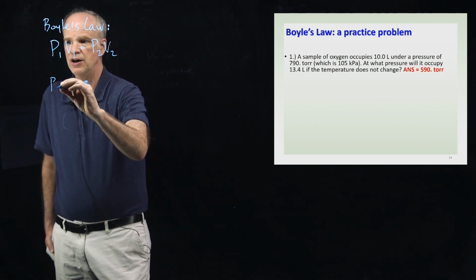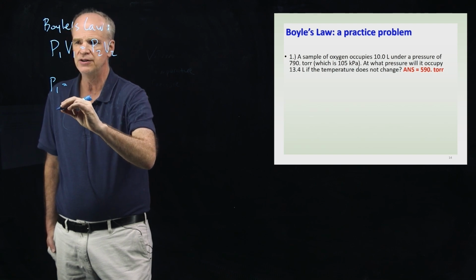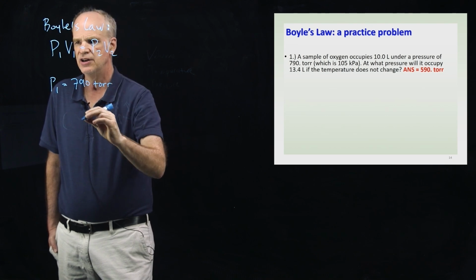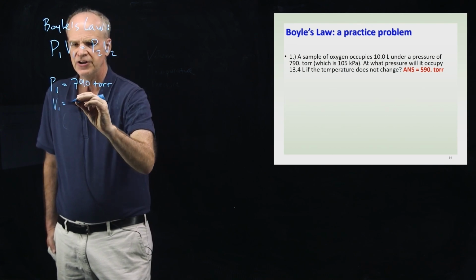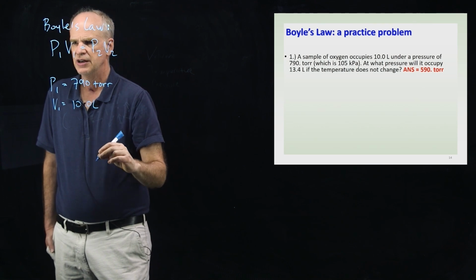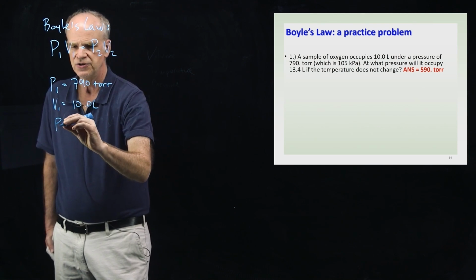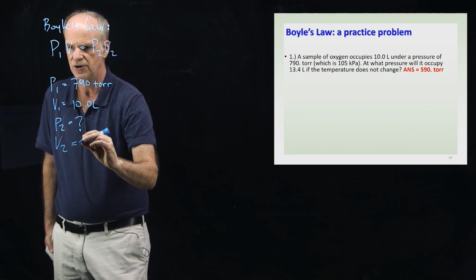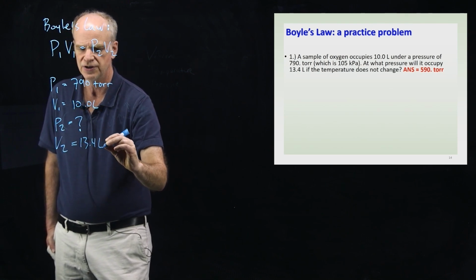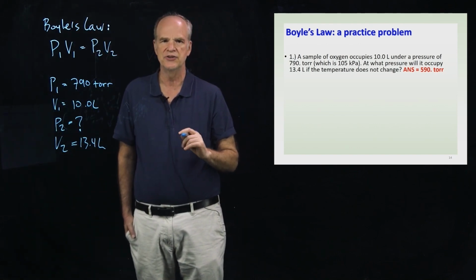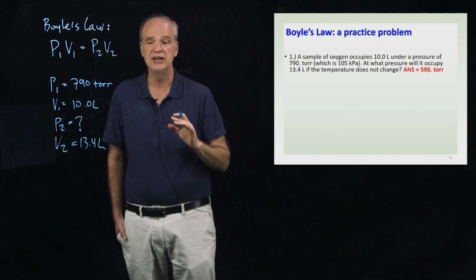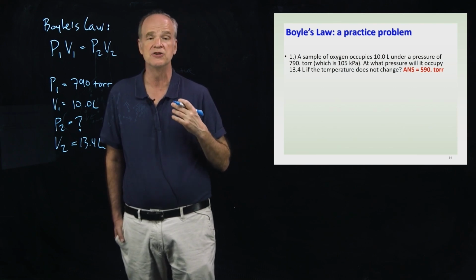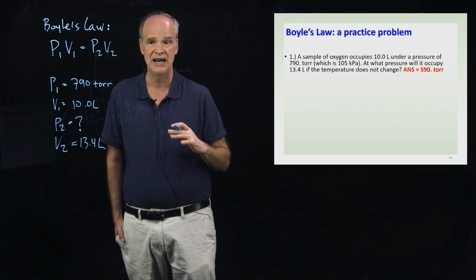So we have P1, and P1 is going to be 790 torr, which is a pressure. And then we have V1, which is 10.0 liters. And we're trying to find a new pressure, which is P2, and then we're given a new volume, which is 13.4 liters. Now let's step back and take a look at this information and see if we can predict: in the new condition, which is 2, will the pressure be greater than it was, or will it be less than what it was?